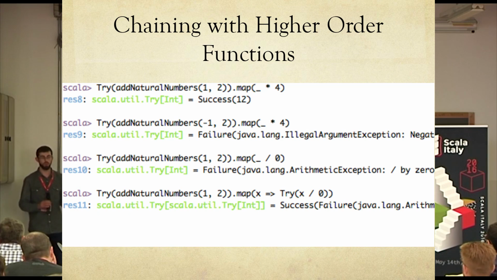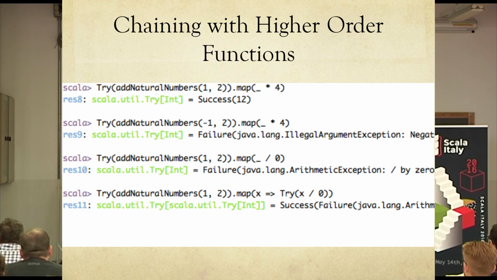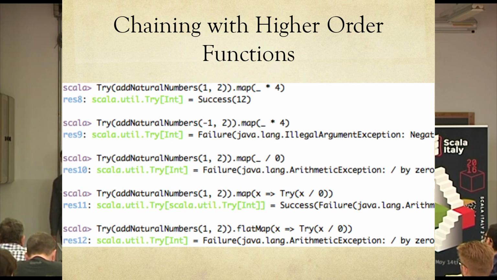Whenever one of the functions in our chain itself returns a Try, you sometimes get this nasty nested result. And this can be difficult for the user to unwrap and make use of. So if you use flatMap instead of map, this will unnest the result for you.